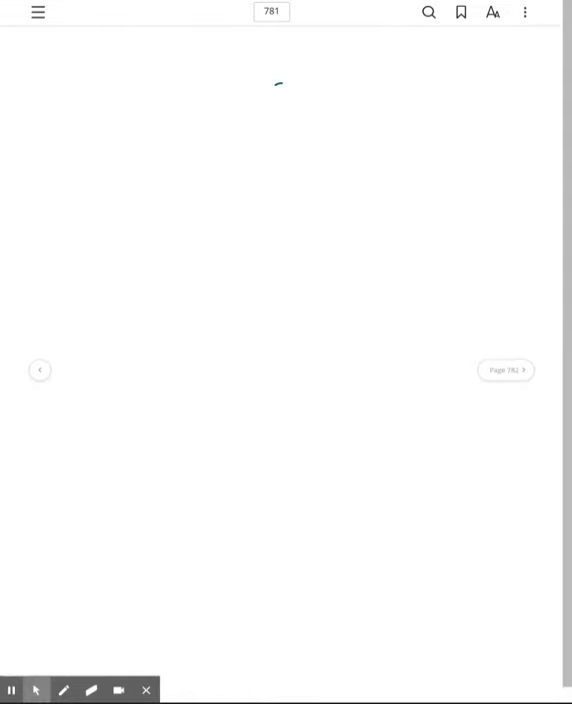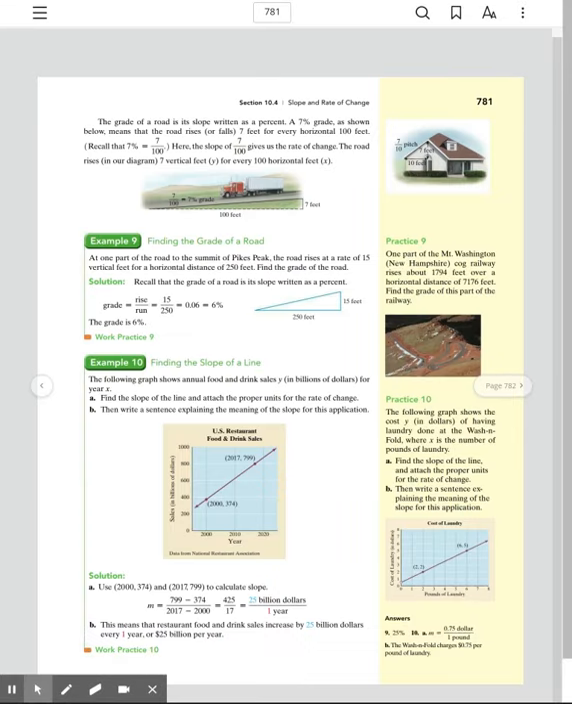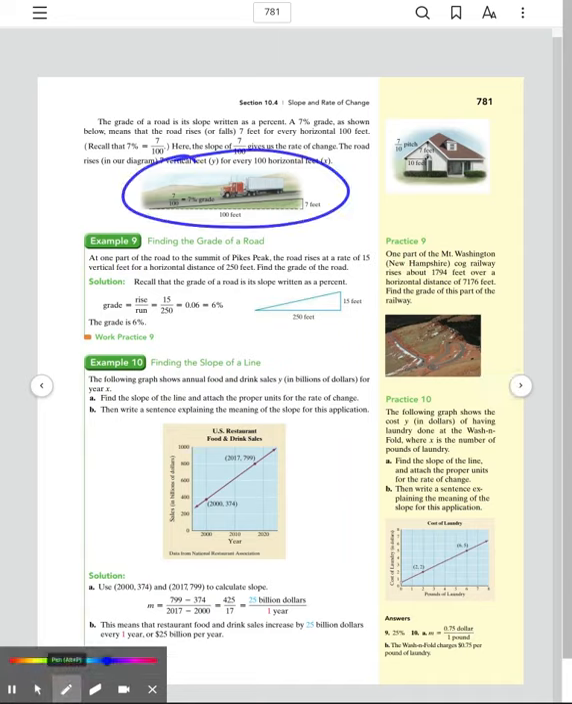Maybe this next one, example 9. Notice that it gives us this little diagram right here. It's saying the grade of the road. So this truck is going downward. And we can calculate something called a grade of a road. You might see a grade symbol on the highway when you're driving around.